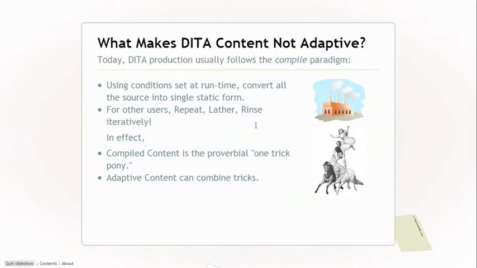So in effect, compiled content is what I like to call a one-trick pony. You do one thing with it, it does it well, but at the end of the day, it only knows that one trick. Adaptive content is a pony that when you bring it out in the ring, it may not know what it's going to do, but the rider that you put on it will have the hints and the cues, and these ponies can do more tricks than the proverbial one-trick pony. That may be a poor analogy, but we'll run with it if we can here.